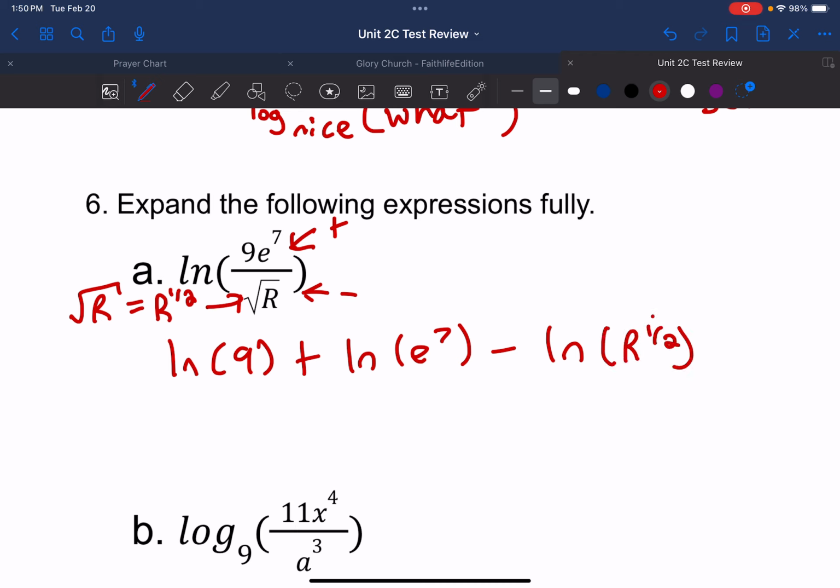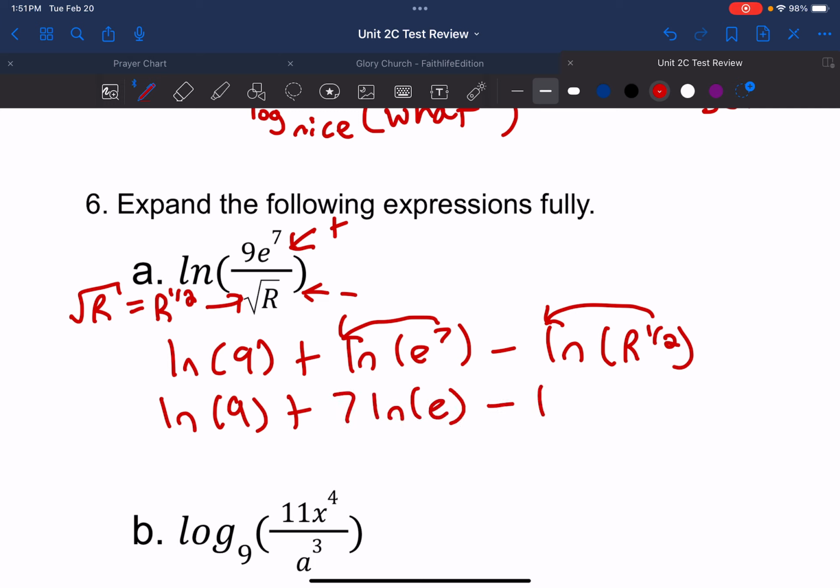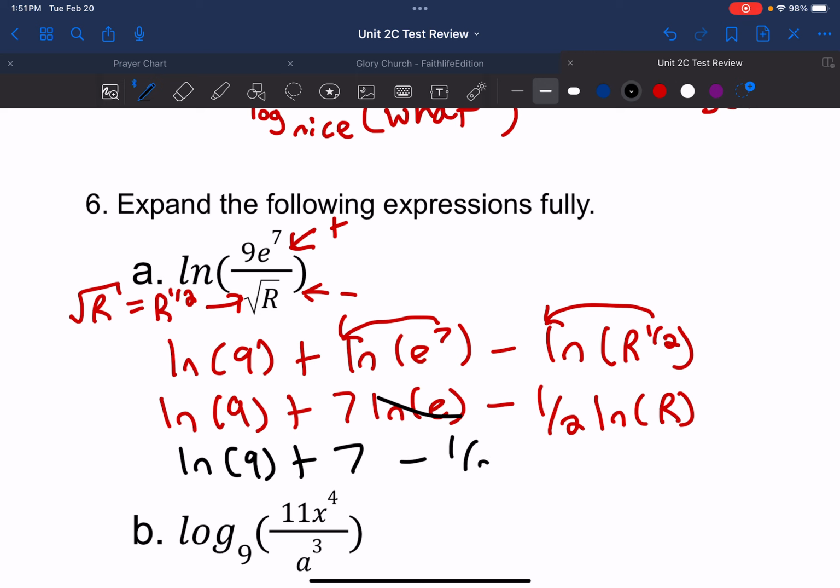So if I'm expanding, remember this goes in front. So ln of 9 plus 7 ln of e minus 1/2 ln of r. And remember, ln of e here simplifies to 1, so for all intents and purposes it cancels out, so it's ln of 9 plus 7 minus 1/2 ln of r. Same thing here.